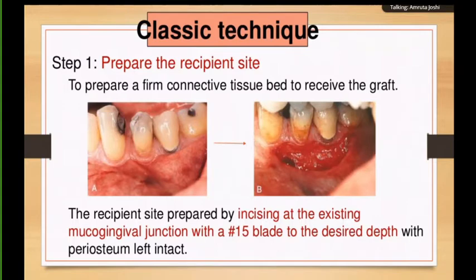What will you do? First, you will create a bed. So remember these steps. You have to answer these in your viva, most of the times. So you will create a recipient bed, a connective tissue bed. Why connective tissue? Connective tissue has maximum blood supply in the region. So you need to remove the epithelium completely. We will scrape out the epithelium. Now in picture B, your connective tissue is exposed. A good bleeding site is there. Using a number 15 blade, you have to do this.